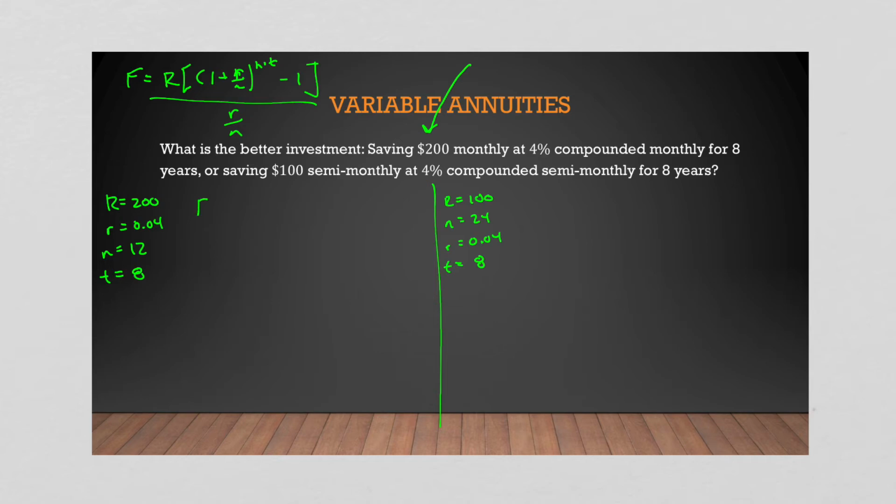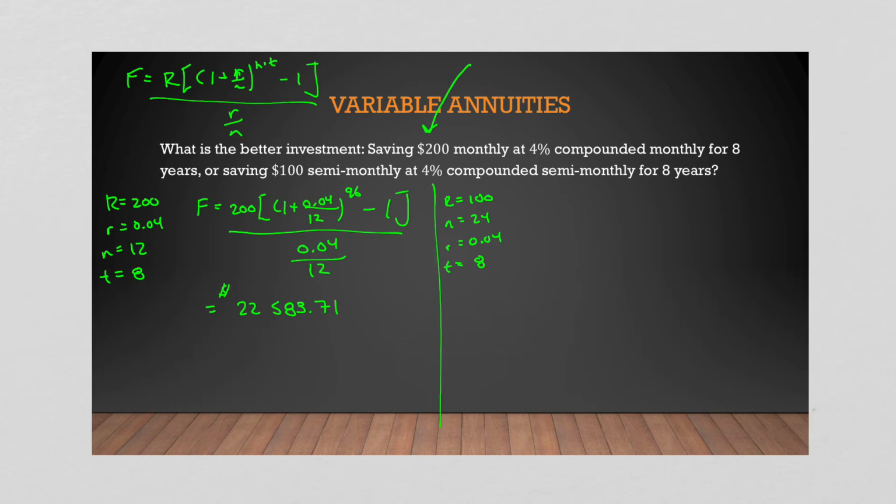So F is equal to R, so 200 times 1 plus 0.04 over 12 to the power of 12 times 8, which is 96. So I'm going to plug that in right away. Minus 1, all over 0.04 divided by 12. Now, key all this through, and you'll get a future value of $22,583.71.